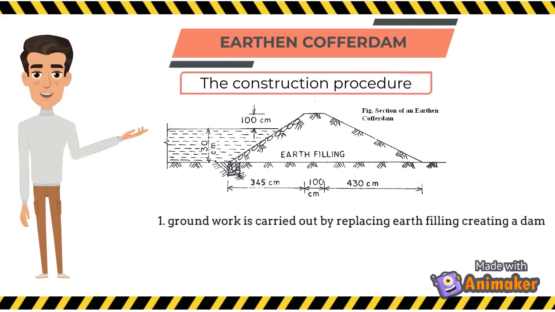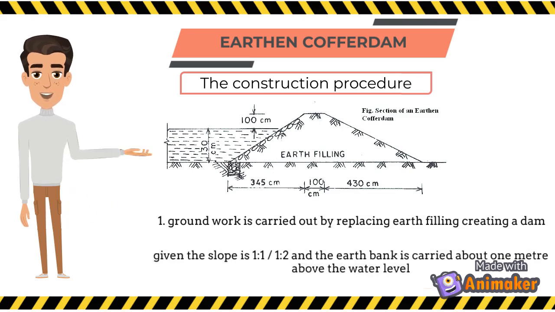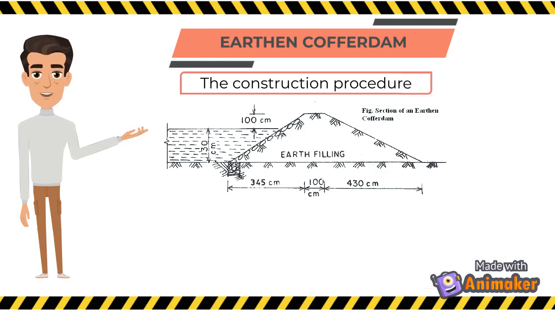The first step is carrying out the groundwork by placing the earth filling in the designed area, creating a dam or an embankment. As a precautionary measure, the earth bank is carried about 1 meter above the water level and the side slope varies from a ratio of 1:1 to 1:2.